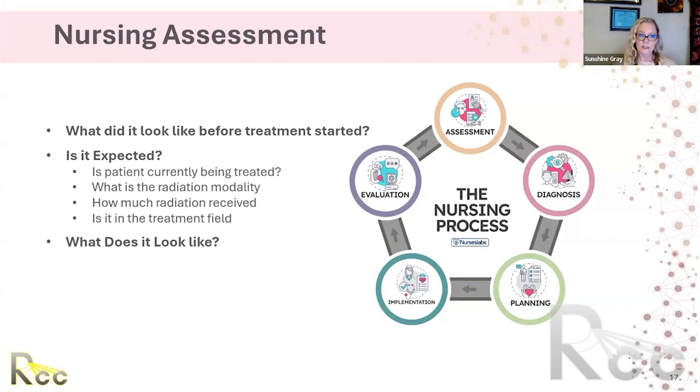Are we looking at the skin of a patient who is currently being treated? What is the treatment modality that we are treating them with? Are we giving them a short course of SBRT or are they on a standard 5 to 6 week course of daily treatment? How much radiation have they received at the point we're looking at their skin? And is the skin that we're looking at that's having a problem even within the treatment field? And what does that look like? Is it red or pink or hyperpigmented? Does it look wet or shiny or irritated?